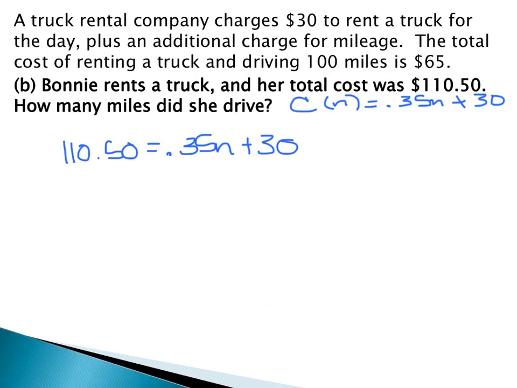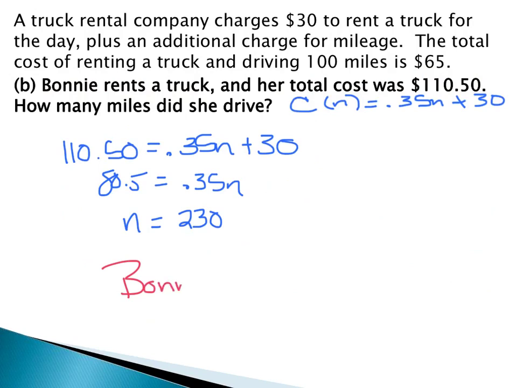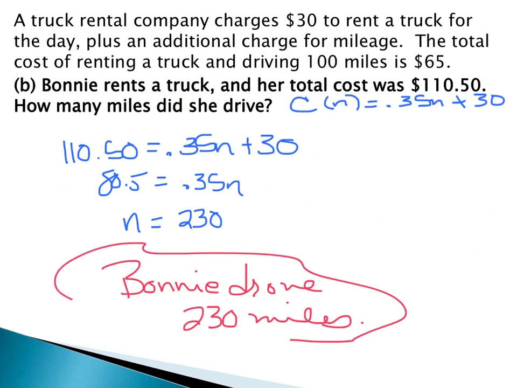Subtract 30 from both sides. Divide both sides by 0.35. And the number of miles is 230. So the answer is Bonnie drove 230 miles.